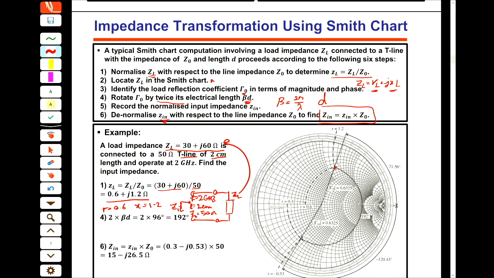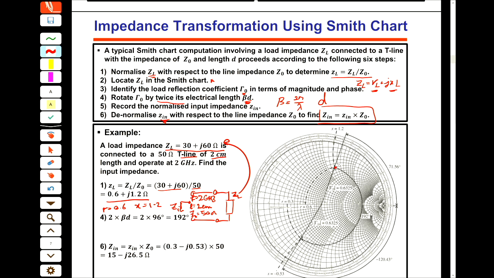We'll take the values of 0.6 and 1.2, the red ones or the blue ones? Red. Only red. Forget about the blue. Just red. Blue is admittance. We will reach there.